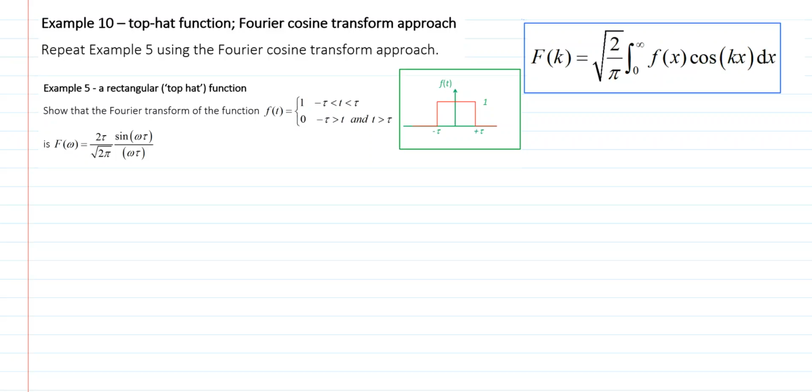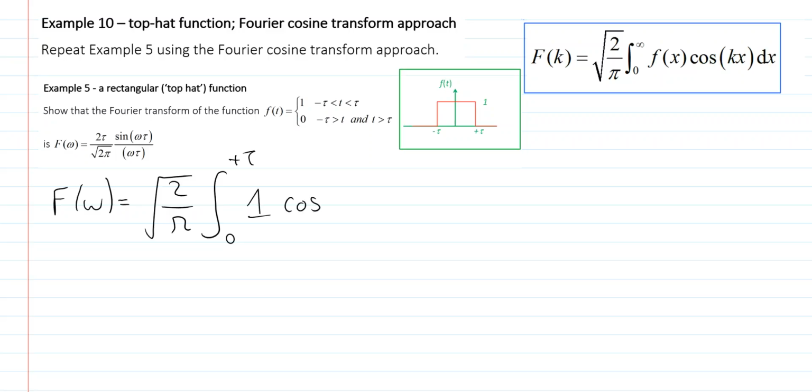So what we can do now is write that F of omega, the Fourier transform of our function, is the square root of 2 divided by pi. It's the integral between 0 and, now the function falls to 0 at plus tau, so we make plus tau the upper limit of the integral. Beyond that value, the function is always 0. Between 0 and tau, the function has a value 1, so we write a 1 there, and then we have a cos omega t, and then the integral is with respect to dt.